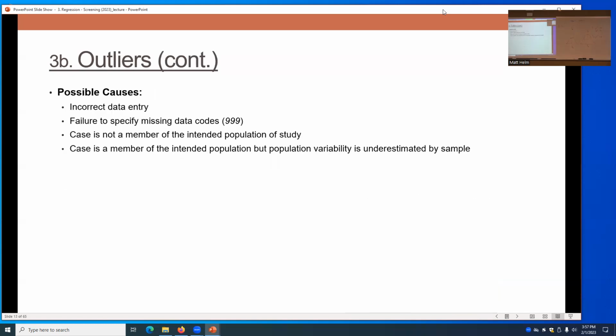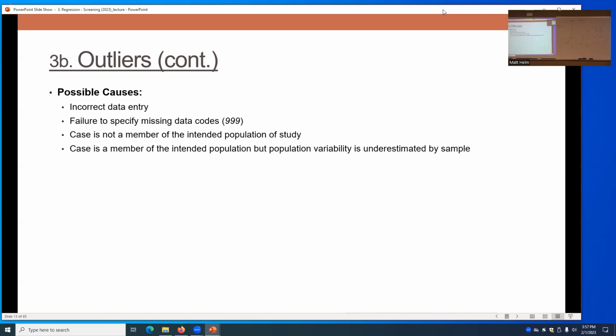Or if I'm looking at the income of undergraduates, and I see an undergraduate who's reporting an income of $150,000, I mean, oh, this is a non-traditional student who's like an engineer coming in to take a philosophy class just because they want to. Cool. Not someone I'm interested in looking at, so I get rid of that person because they're not a member of the population I'm wanting to study.